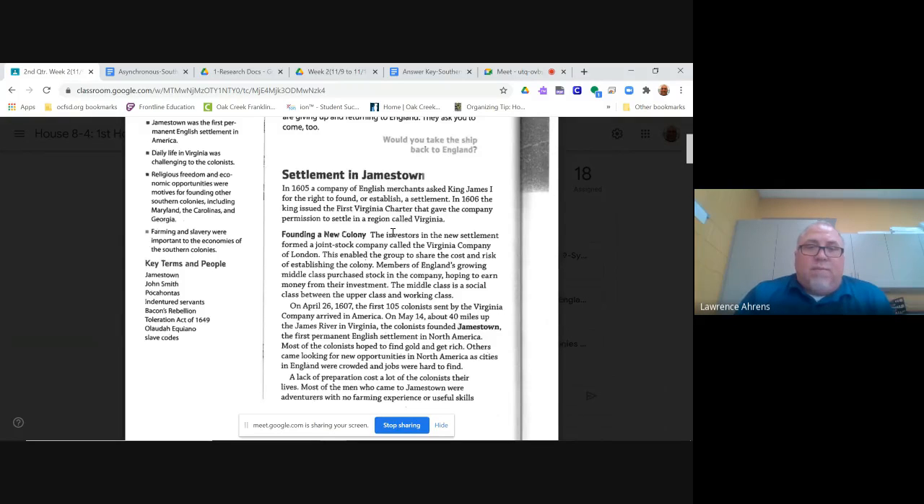So, settlement in Jamestown. In 1605, a company of English merchants asked King James I for the right to found or establish a settlement. In 1606, the king issued the first Virginia charter that gave the company permission to settle in a region called Virginia. So a charter is like a permission slip, or a permission opportunity, to go with the king's permission and create a settlement. So founding a new colony, the investors, as soon as you see investors, we're already starting to think about economic opportunities in here.